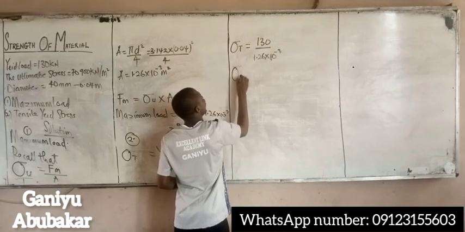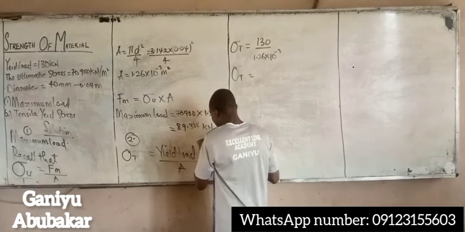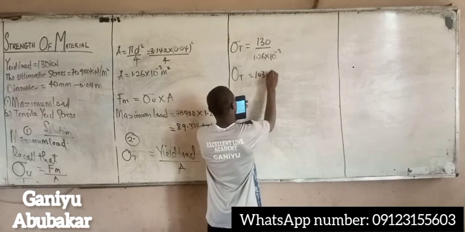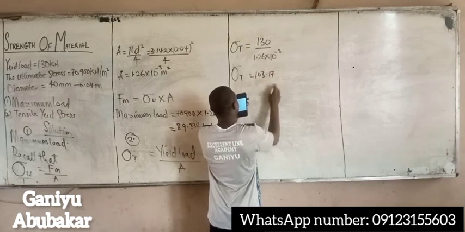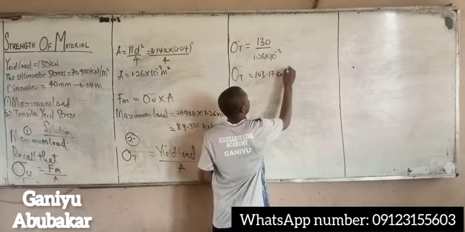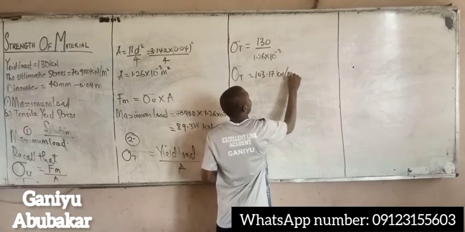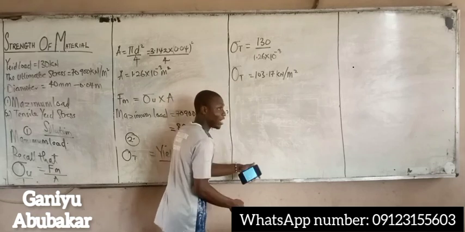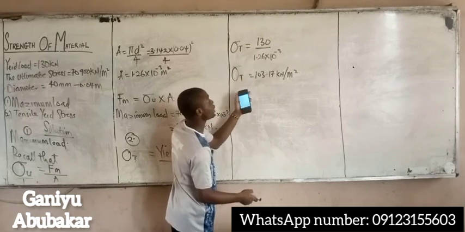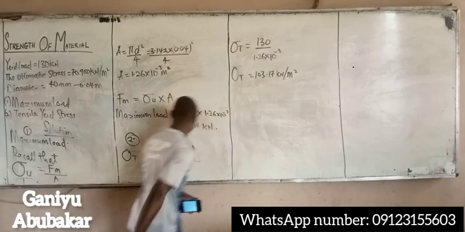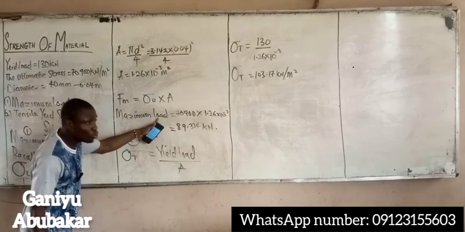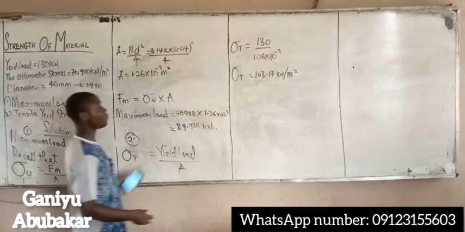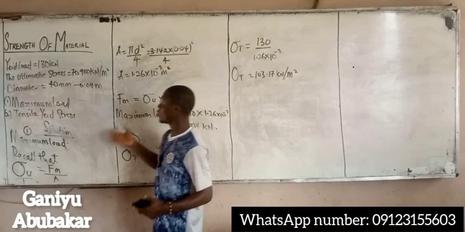My final answer, my tensile yield stress, is equal to 103.17 kilonewton per meter squared. Why? Stress is force over area. Force is in kilonewton, and area is in meter squared. So this is my SI unit here. This is load, force, kilonewton. So this is how to solve problems on this concept.